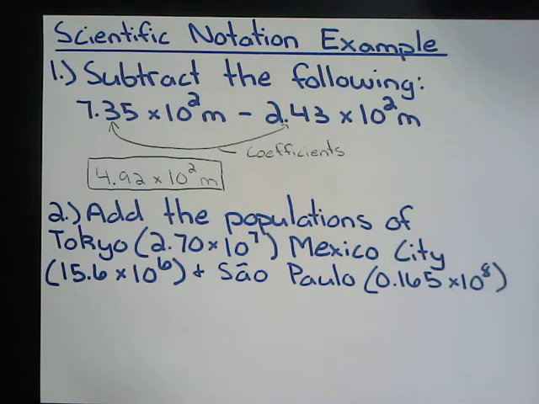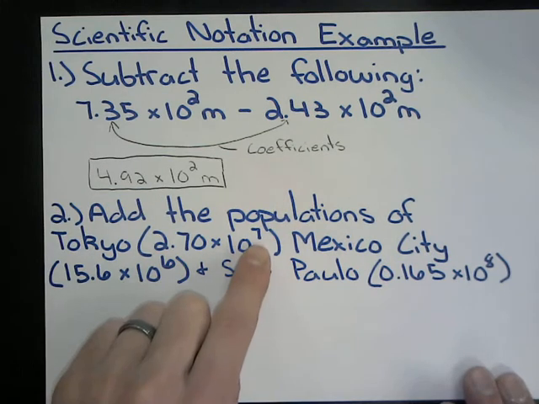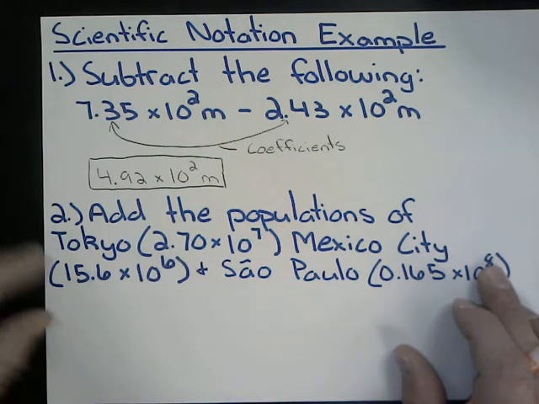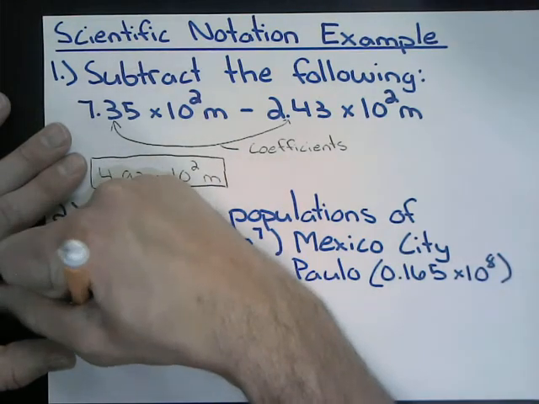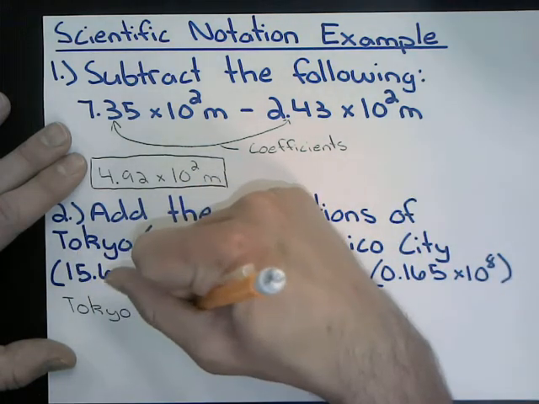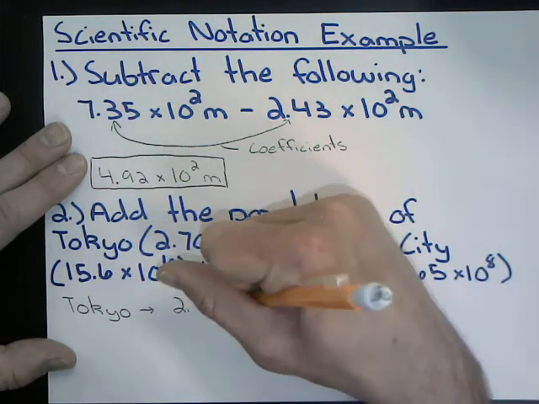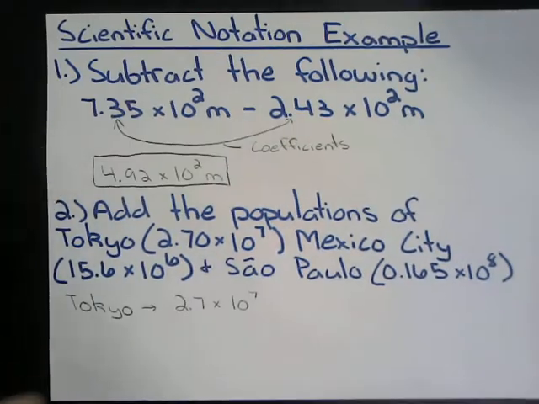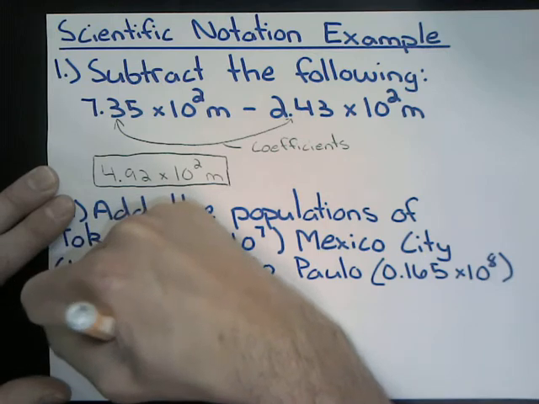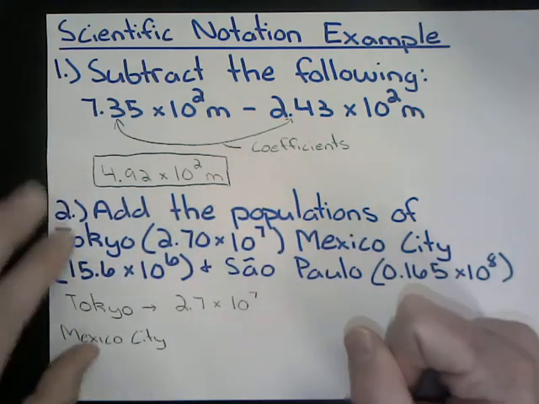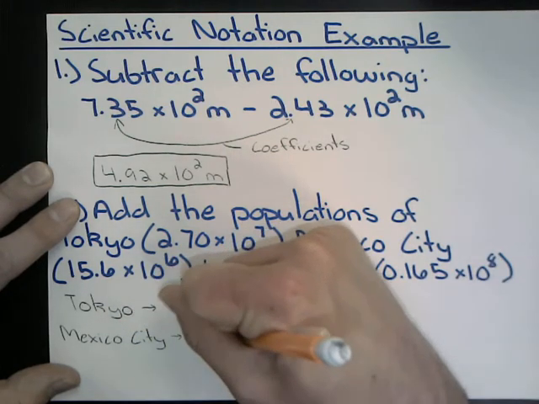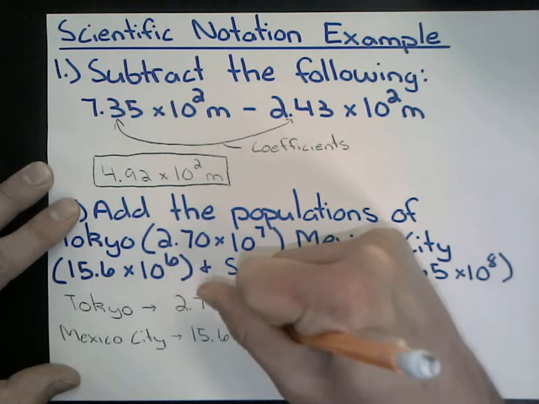Now, it doesn't matter what you pick, but I see this very easily. 7 is in between our other two exponents. So what I'm going to do here is leave Tokyo's population as is. So I'm going to leave it as 2.7 times 10 to the 7th. And then I'm going to take a look at Mexico City. Mexico City needs to get to the 7th power. Right now it is 15.6 times 10 to the 6th power.